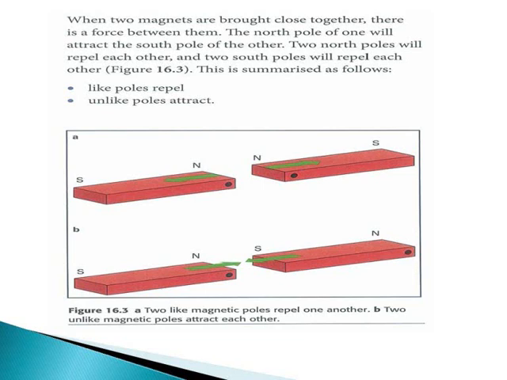The north pole of one will attract the south pole of the other when they are different. But when they are the same, they will repel each other. So the force here is a repulsion force, but the force here is an attraction force. As a conclusion from this figure, we can say that like poles repel each other, and different or unlike poles attract each other.